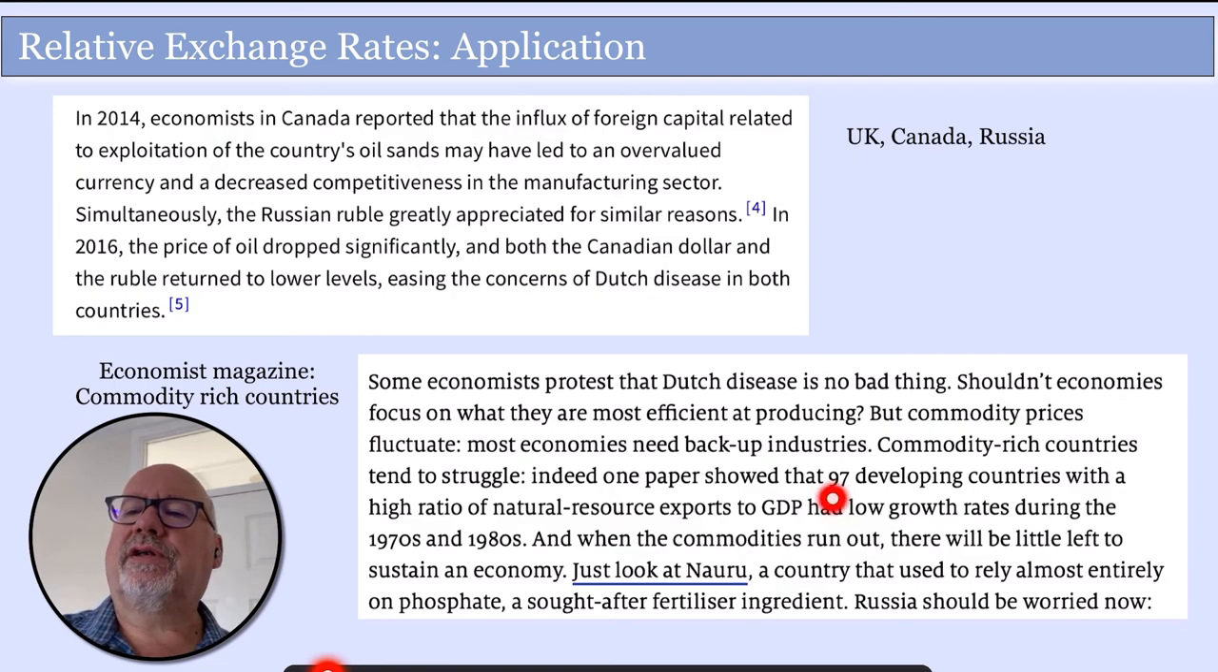One paper showed 97 developing countries who've got this high ratio of natural resources, oils, commodities, to GDP, had low growth rates during the 70s and 80s. And so really, when the commodities run out, there's little left to sustain the economy. So hopefully that gives you a good idea of what happens when the exchange rate changes to the pattern of trade, and a little bit about the Dutch disease, which we'll come back to.